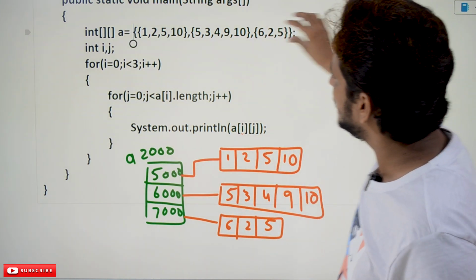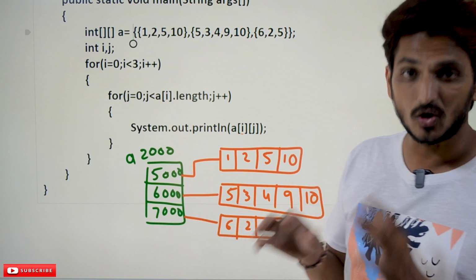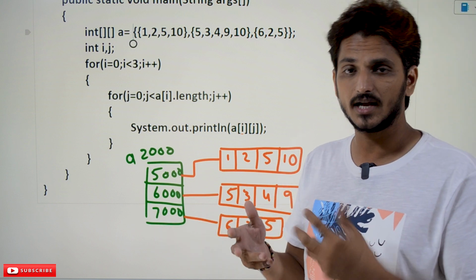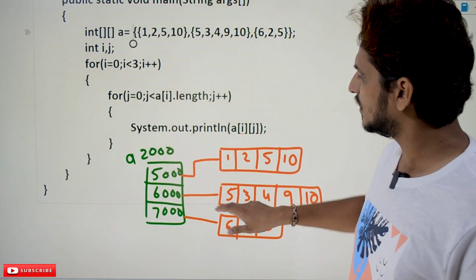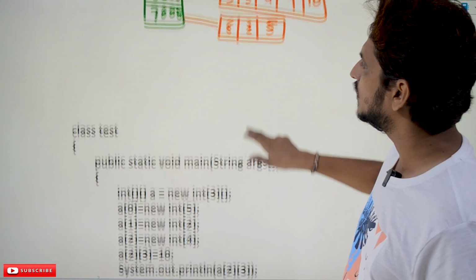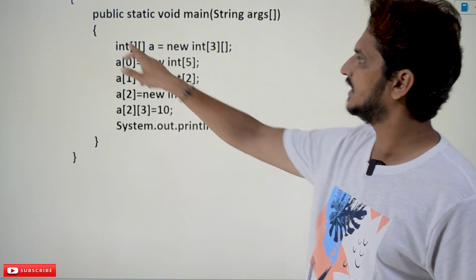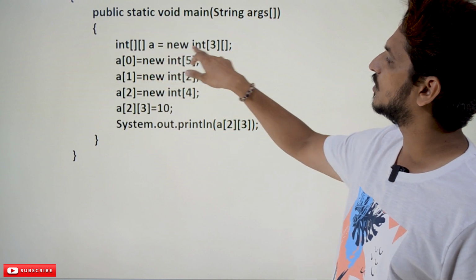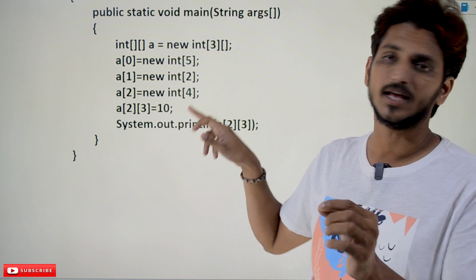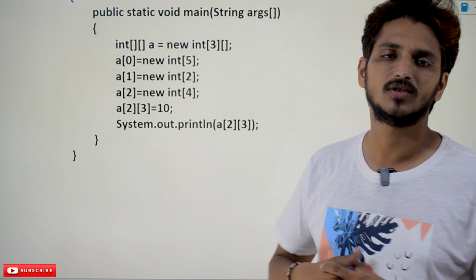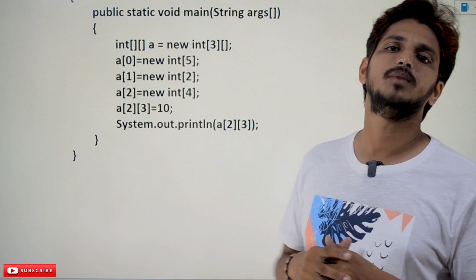So here we have initialized the array, but it is not the only way. We can declare the array and assign the values later on, whenever we need. That is also possible. Let's understand the syntax, how we need to declare an array. int[][] a is equal to new int[3][]. You have to mention only the number of lines. Leave the number of columns empty.